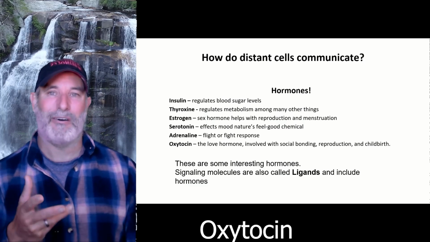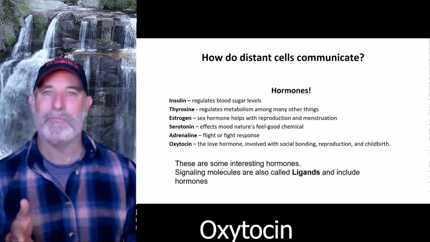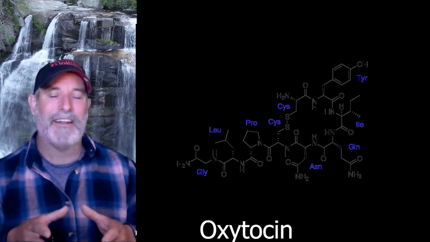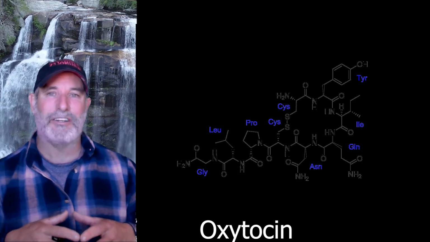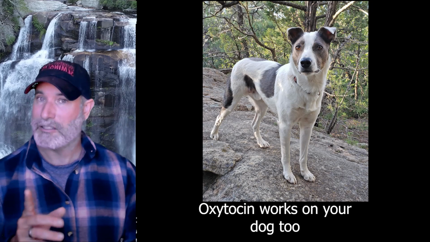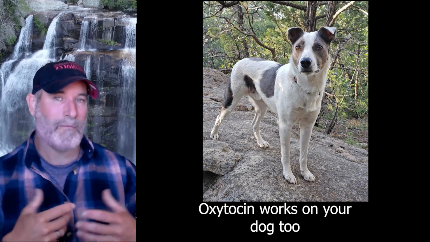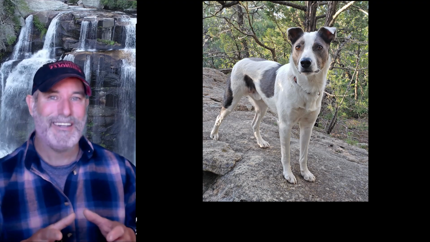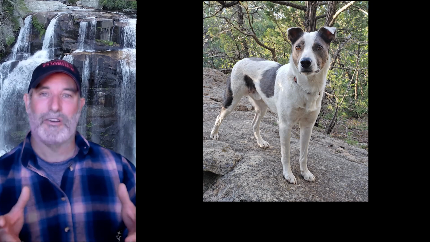One of my favorite hormones is actually not a lipid. It's a protein, or at least it's a peptide hormone. It's only 9 amino acids long, and it's called oxytocin. And oxytocin is often called the love hormone. So when you look deep into your partner's eyes, or your dog's eyes, it'll work too, or your children's eyes, and you get all those warm fuzzies, that's from oxytocin. But oxytocin is also involved with not just social bonding, but reproduction and childbirth. So oxytocin is one of the hormones needed to cause contractions.